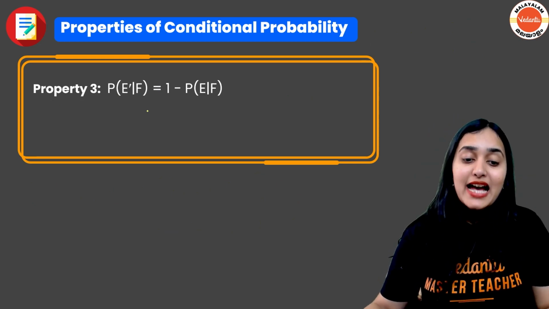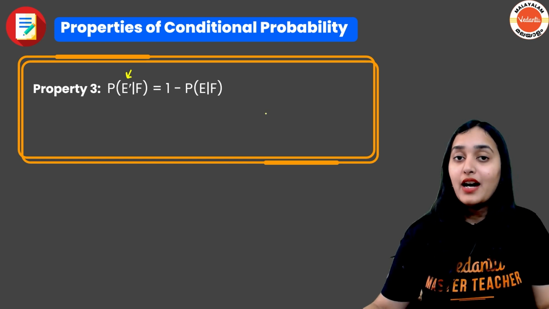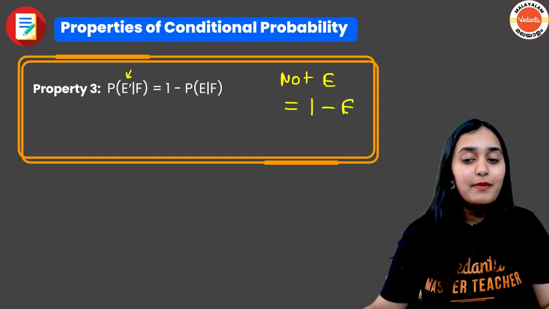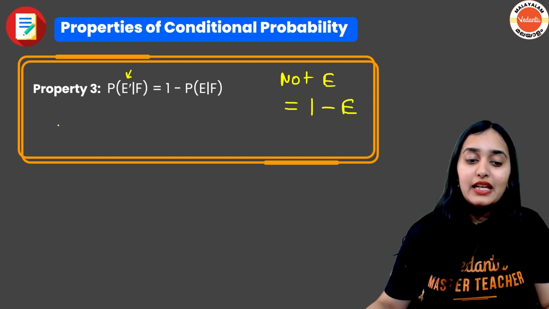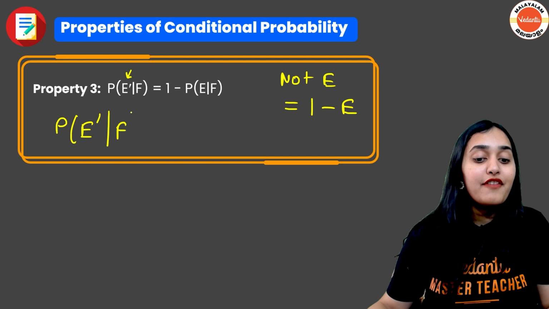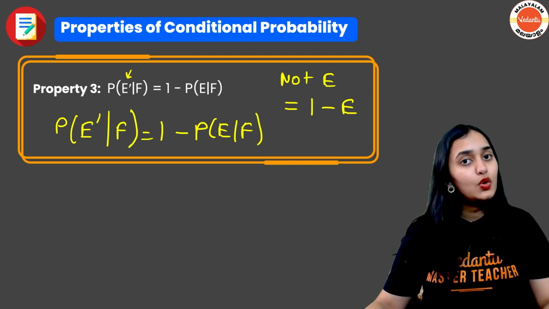Next, the last property is probability of E naught given F. Again, what is E naught? Not E is basically 1 minus probability of E. So similarly here, probability of not happening of E given that event F has occurred is 1 minus probability of event E given F. Cool.